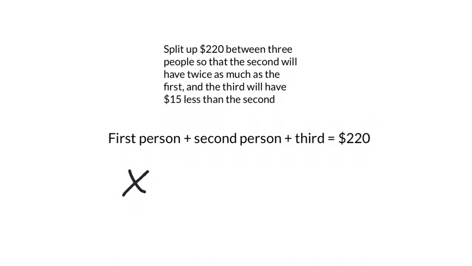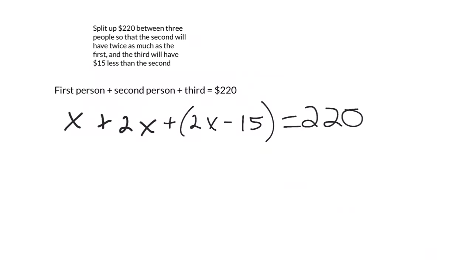Okay, and so the second person, we can talk about the second person in terms of the first person. Second is twice as much as the first person. So however much that first person paid, we're putting 2x for the second person. And then the third person has to pay $15 less than the second person. Well, we just made an expression that represents how much that second person is going to have to pay, 2x. So the third person is 2x minus 15. So we add all those up and they make 220.